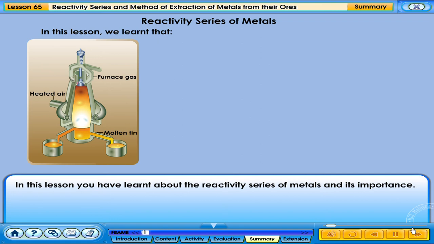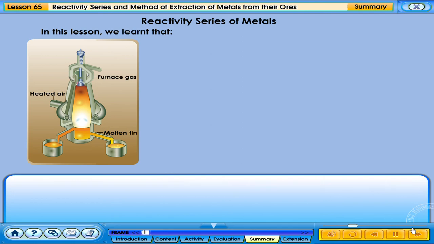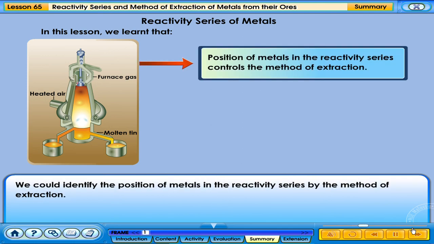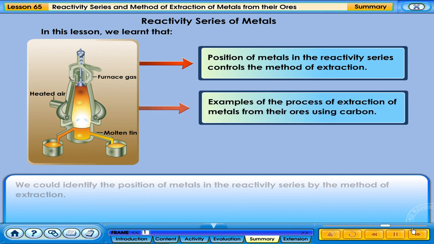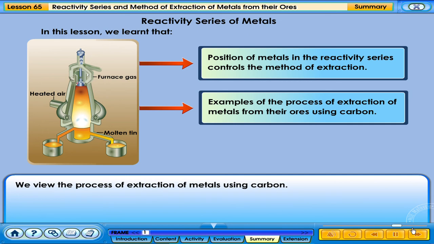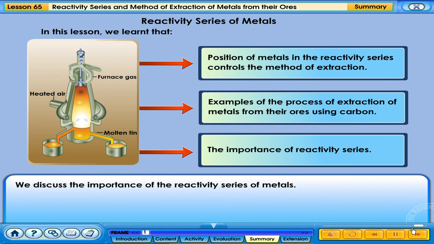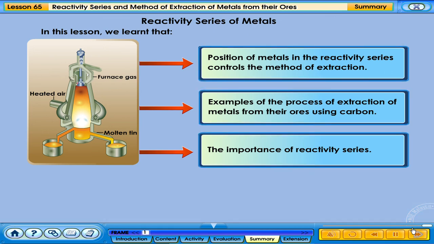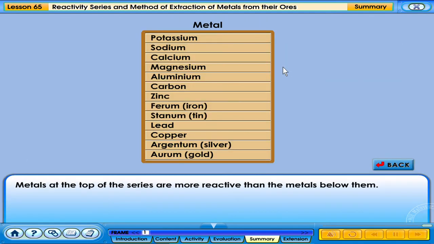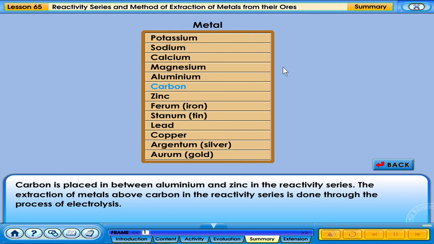In this lesson, you have learned about the reactivity series of metals and its importance. We could identify the position of metals in the reactivity series by the method of extraction. We viewed the process of extraction of metals using carbon. We discussed the importance of the reactivity series of metals. Metals at the top of the series are more reactive than the metals below them. Carbon is placed in between aluminum and zinc in the reactivity series.